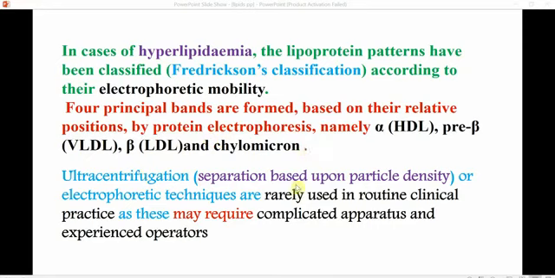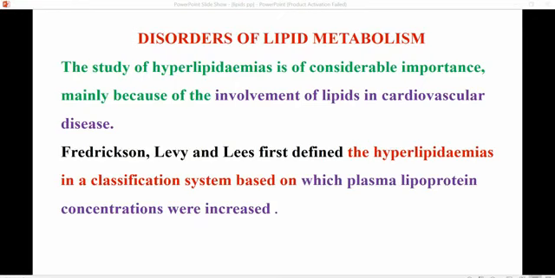Ultracentrifugation is the basic technique used to identify the particle density, or we can also use the electrophoretic technique. However, it is rarely used in routine clinical laboratories, only for research. These may require complicated apparatus and experienced operators. Now, we will study the disorders associated with lipid metabolism. The study of hyperlipidemia is of considerable importance because of its involvement in cardiovascular diseases.